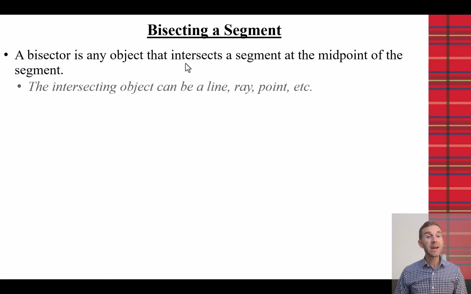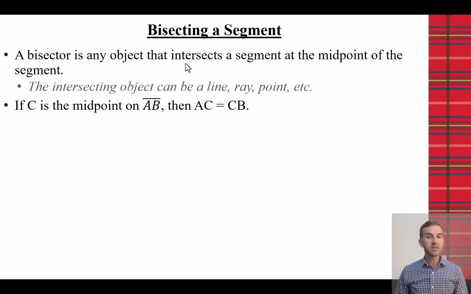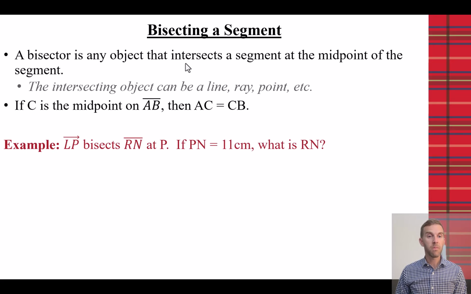We can also bisect segments, and this will intersect the segment at the midpoint. It could be done by a point, a line, a ray. It can be done by a plane. It could be done by any object as long as it bisects that segment at the midpoint. And when we know this, if C was that midpoint on segment AB, we would say that the length from A to C is equal to the length from C to B.